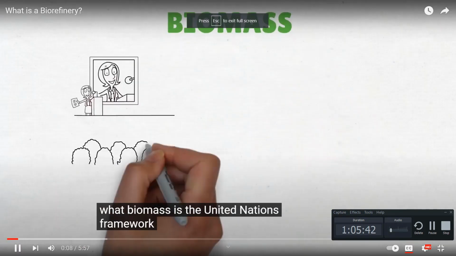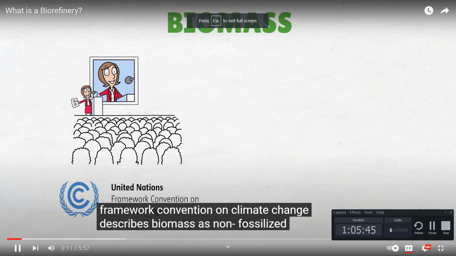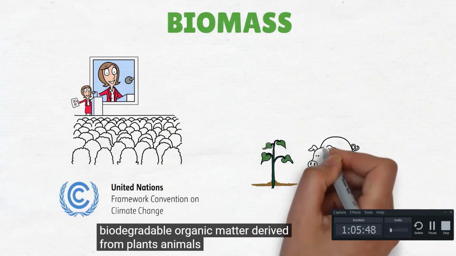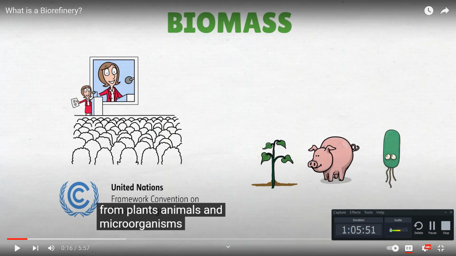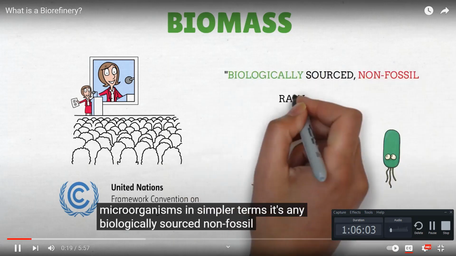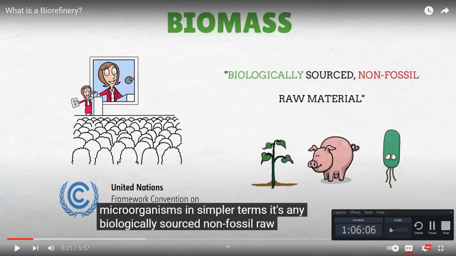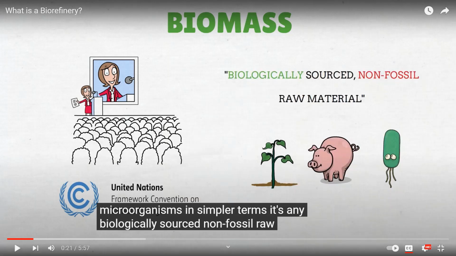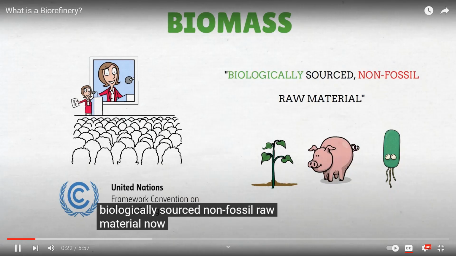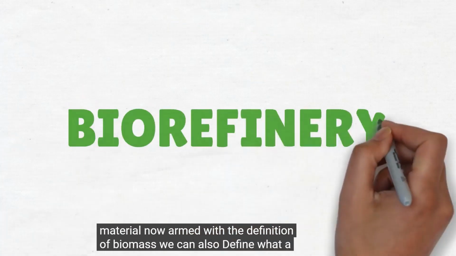The United Nations Framework Convention on Climate Change describes biomass as non-fossilized, biodegradable organic matter derived from plants, animals, and microorganisms. So the biomass is derived from plants, animals, and microorganisms. In simpler terms, it's any biologically sourced, non-fossil raw material. So you can see that here the raw material is biologically sourced or non-fossil. It is not like gasoline or coal or this kind of thing. It is biologically sourced.